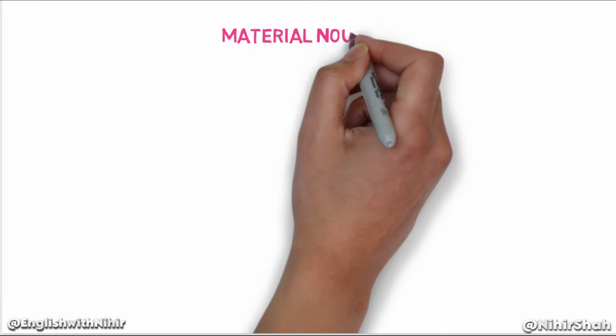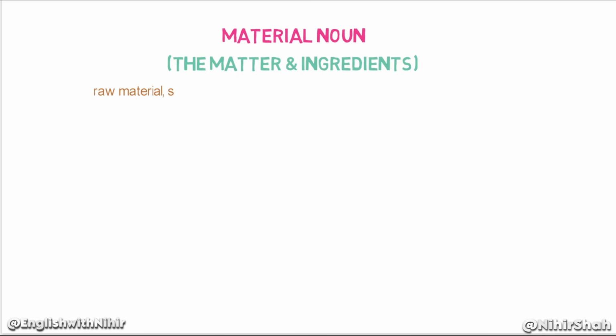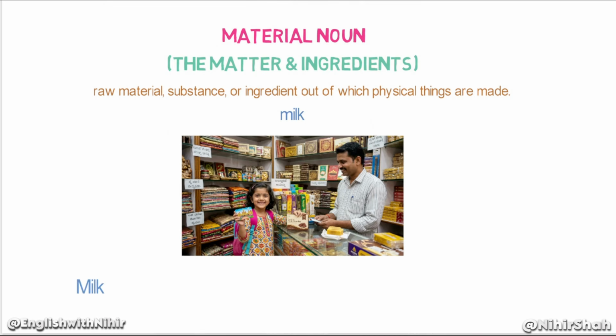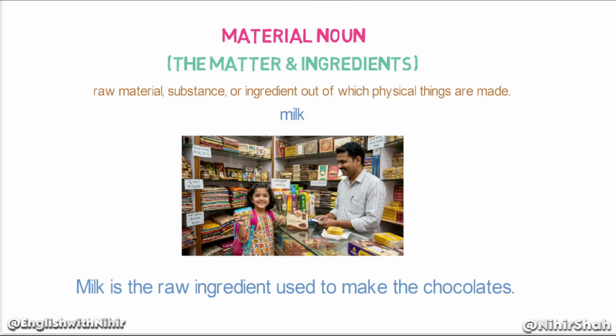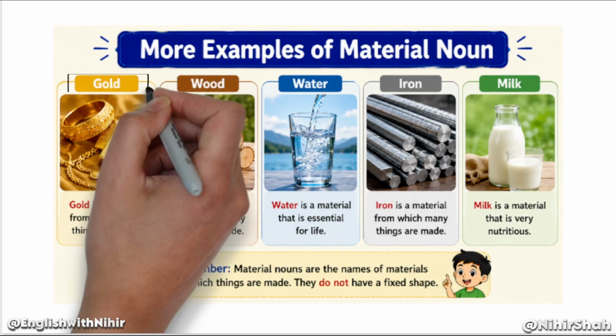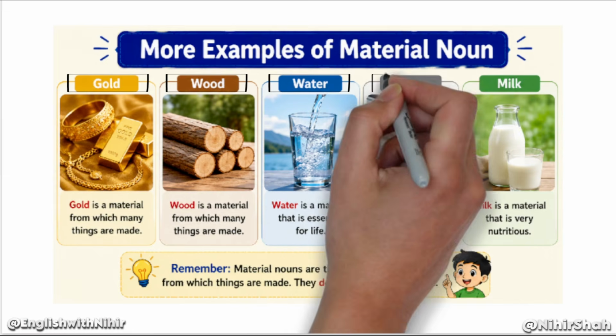Now, let's look at the material noun. A material noun is the name of a substance or material from which things are made. In our story, the word milk is a material noun because it is used to make chocolates. Some more examples of material nouns are gold, wood, water, iron, and milk.